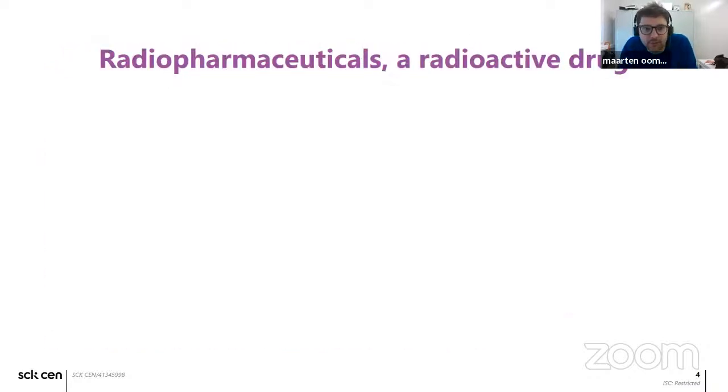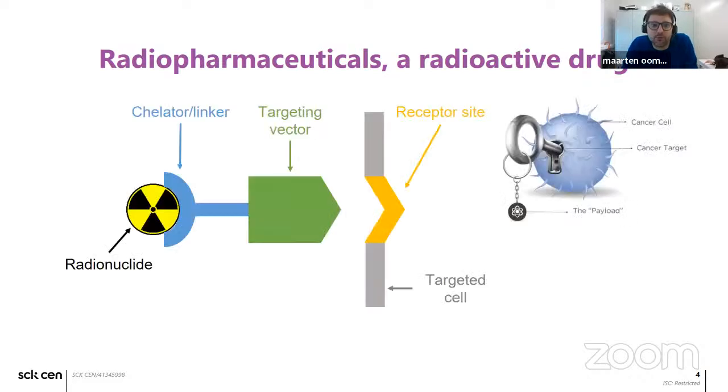The basics of radiopharmaceuticals are, as the name suggests, radioactive drugs. They're composed of two major components. First of all, you have a targeting vector, which directs your radioactivity to a certain site in the body. And then on the other hand, you have a radionuclide. That is the payload and actually delivers whatever physical property or damage you want to do to your target. And then you have a linker that basically links the two together.